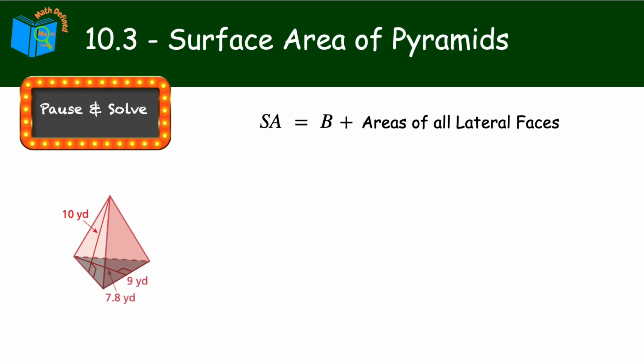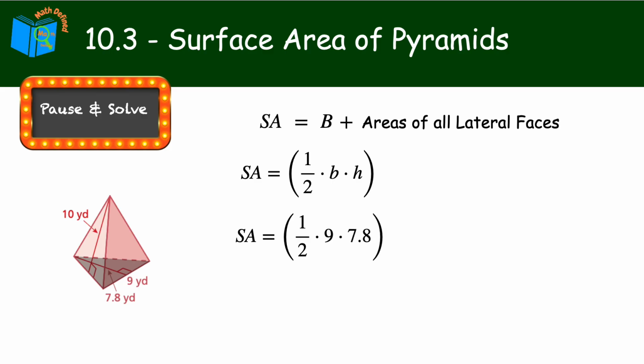Okay, first the area of the base. 1/2 times 9 times 7.8. It doesn't really help us this time to simplify the fraction first, so we'll multiply 9 and 7.8 to get 70.2, and then 1/2 of 70.2 is 35.1.